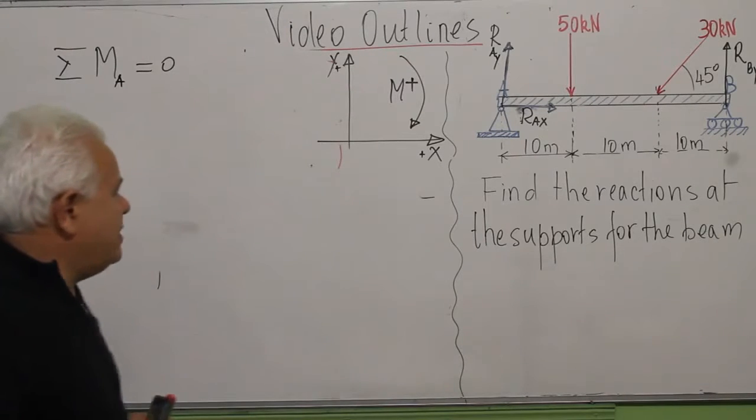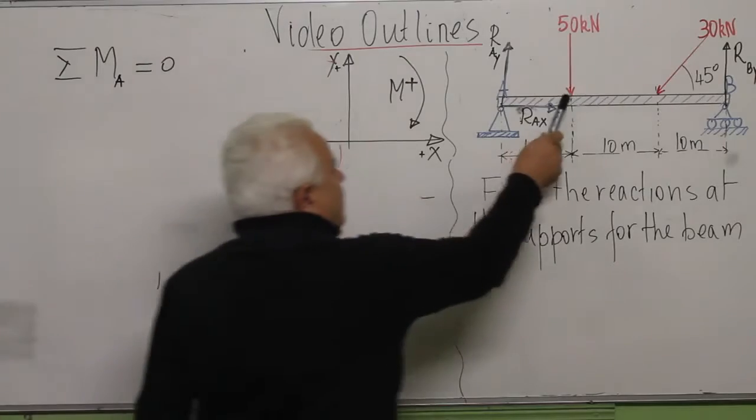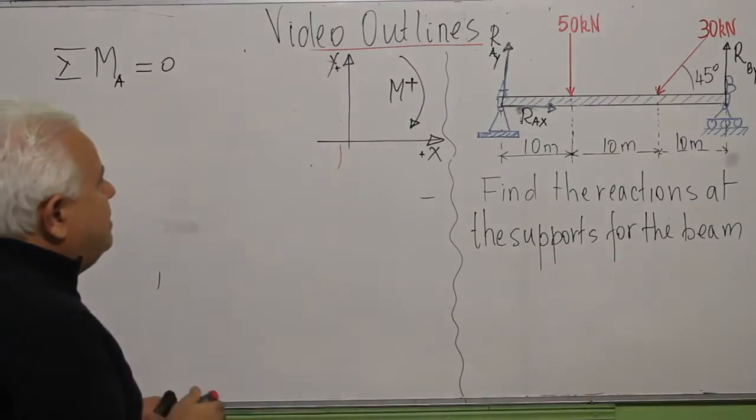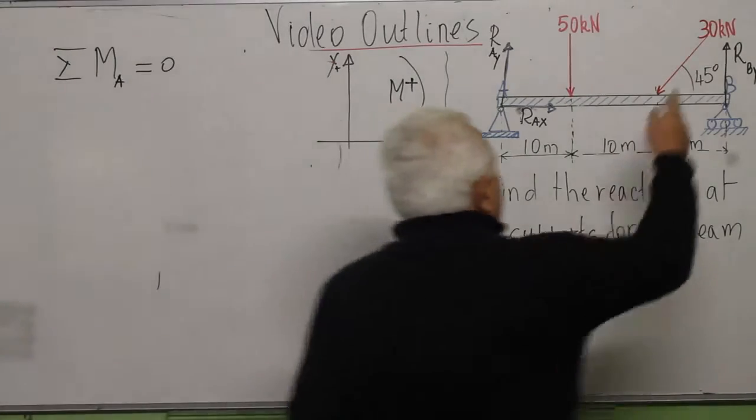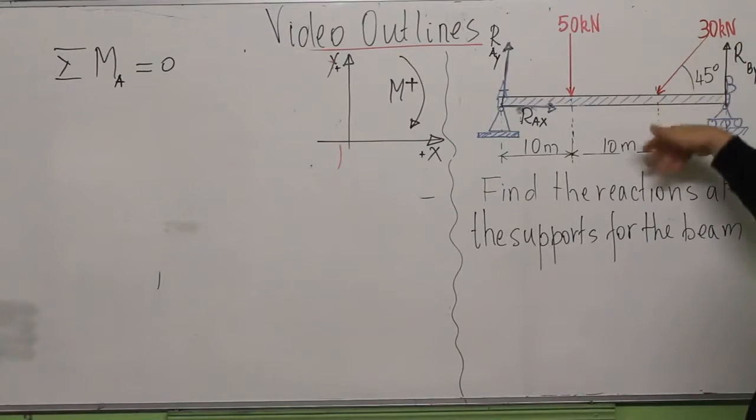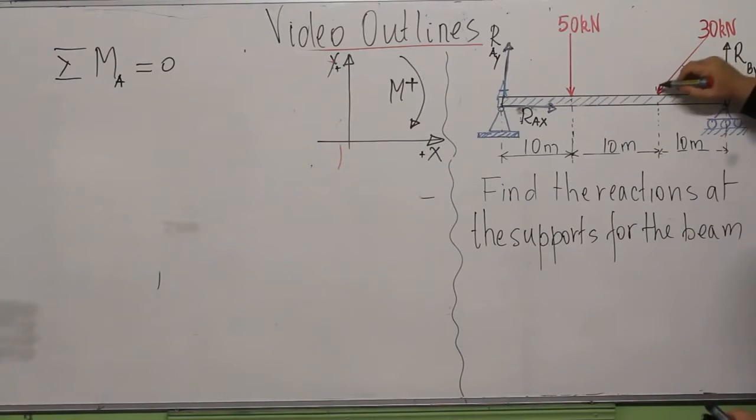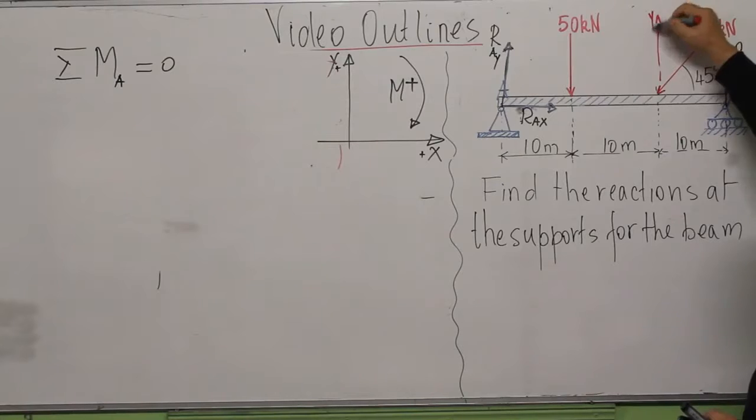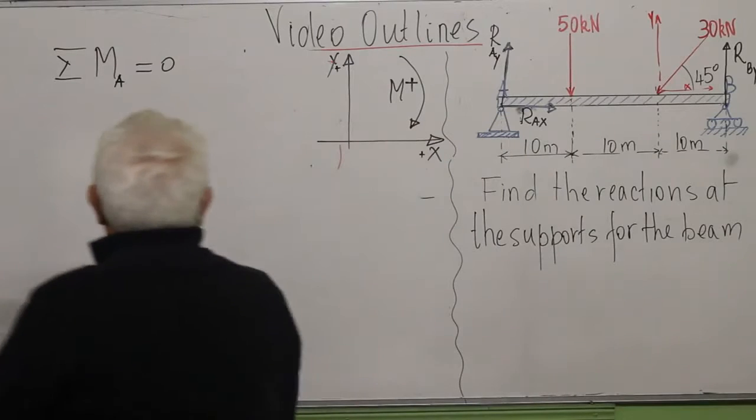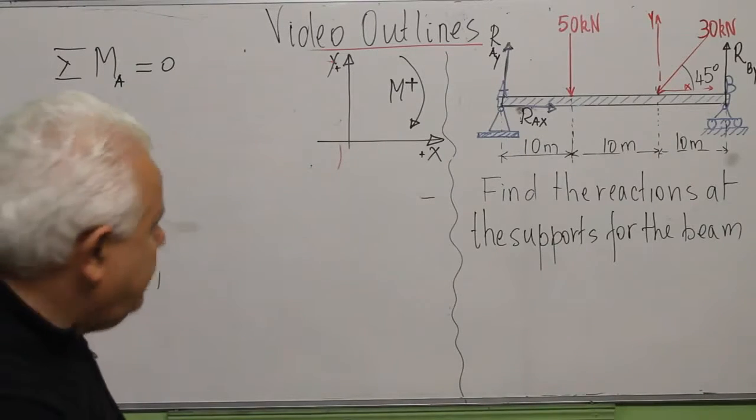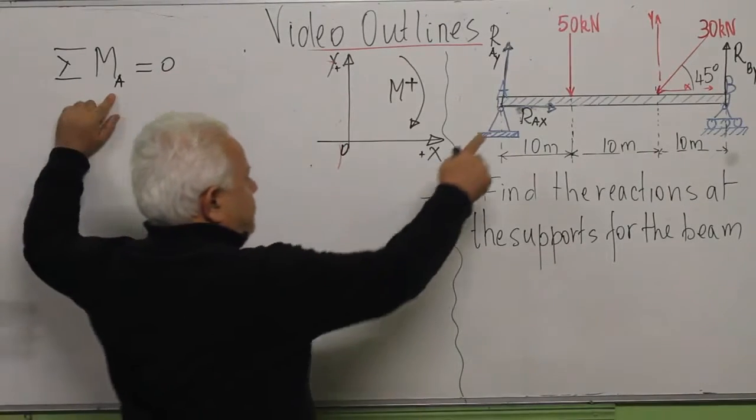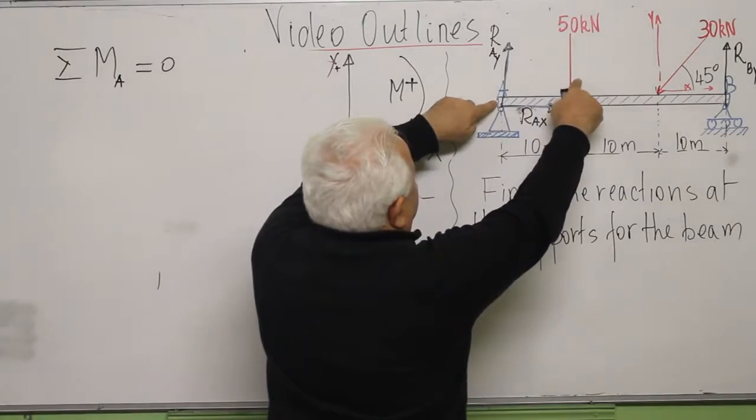So what we have as the forces, we have now this one, and this one. Of course, this 30 kilonewtons force has two components, one along X and one along Y. So now I start my calculation. Sigma of the moment around A is, we start by the first force here.